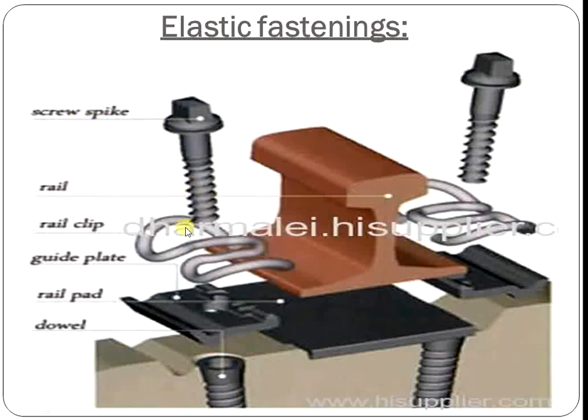Next, it is the rail, then rail clip, next guide plate, next rail pad, next it is the dowel. This is nothing but the spring for taking the load. That is why the elastic fastening has to take the heaviest load or high intensity vibrations.